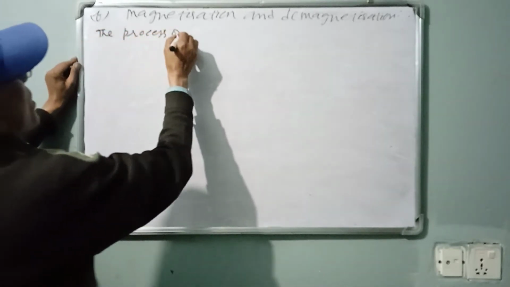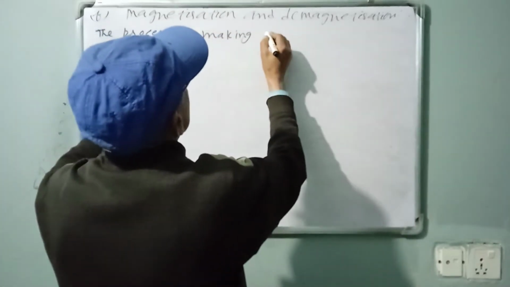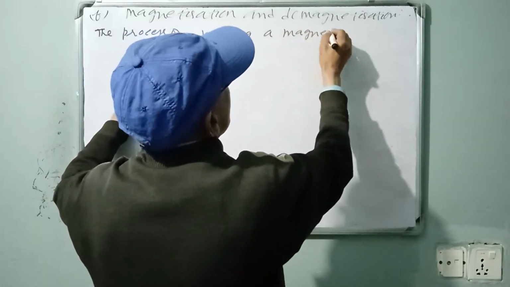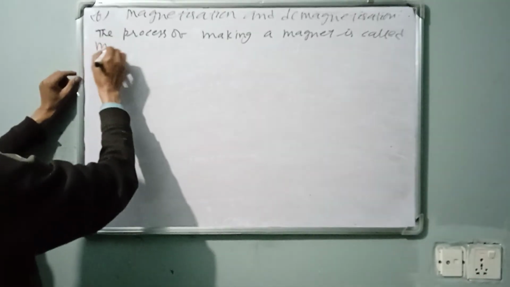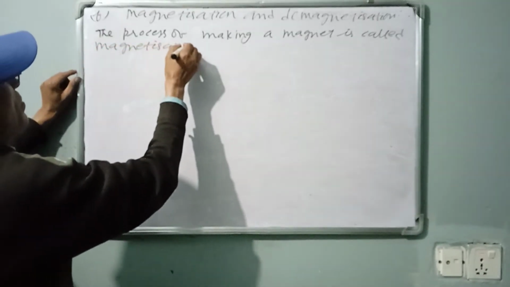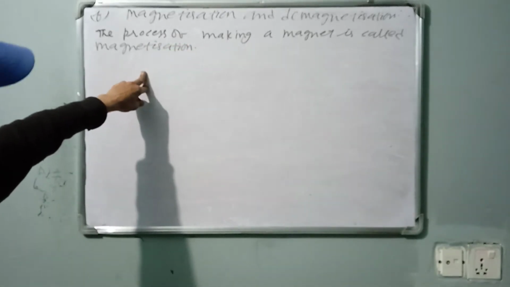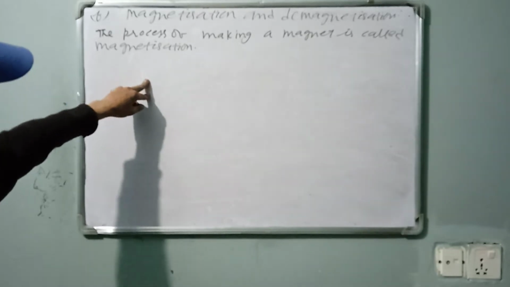The process of making a magnet is called magnetization. It can be made with the help of electricity, by stroking method, single touch method, double touch method, electrical method.